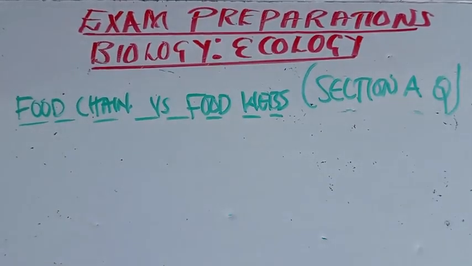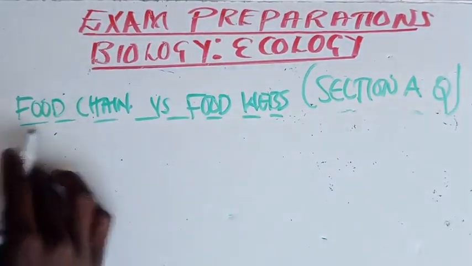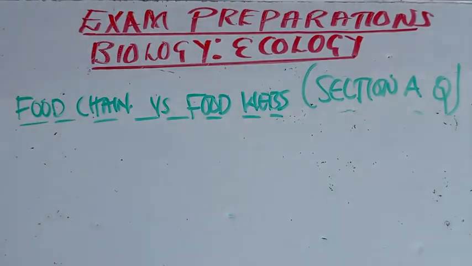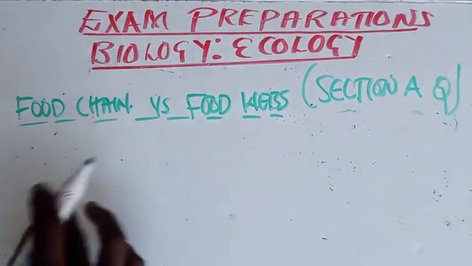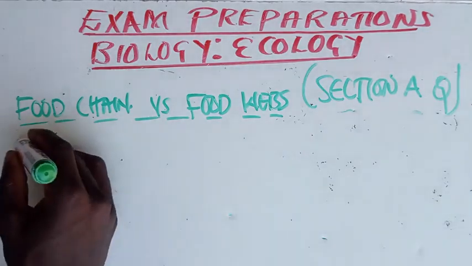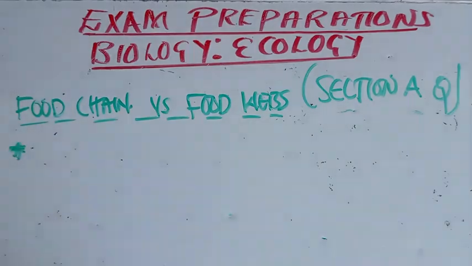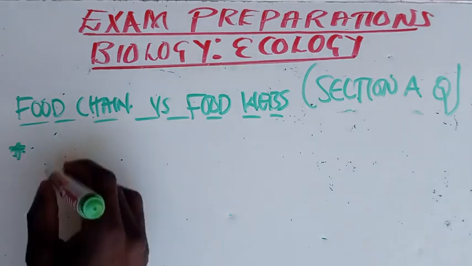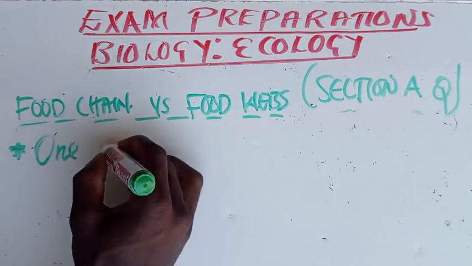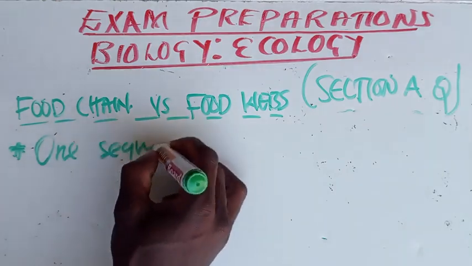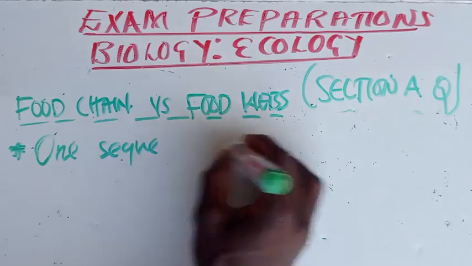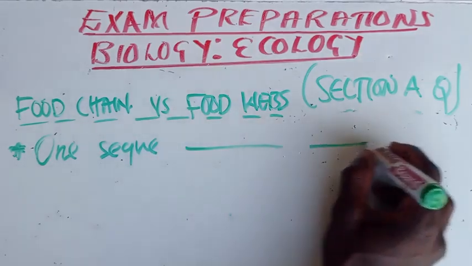Well, lastly, let's talk about the differences between a food chain and a food web. Wow, this is very interesting, and you'd find that these questions are there in the paper. I'm going to show you something. When you talk of a food chain, it actually contains only one sequence. Very, very important. One sequence. Like I drew it, you'd find that it is only like this.